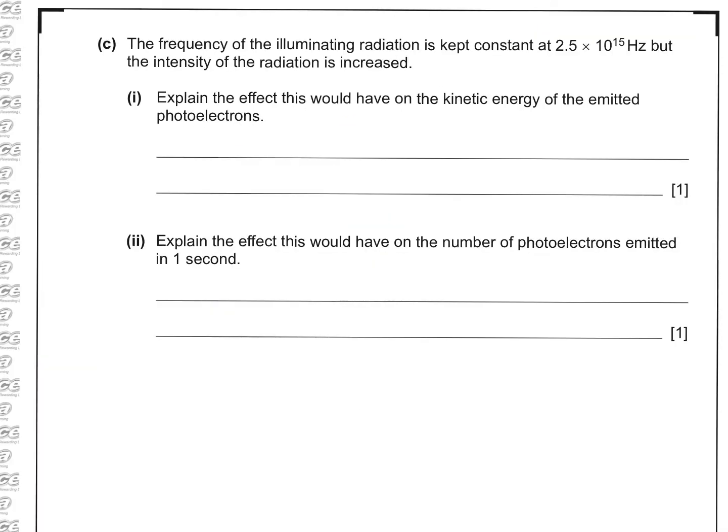The frequency of illuminating radiation is kept constant at 2.5 times 10 to the 15 Hz, but the intensity of the radiation is increased. So we're keeping the frequency constant. That means each photon has the same energy, but we're increasing the intensity, but that means there's more of the photons. So what effect would this have on the kinetic energy of the emitted photoelectrons? Well, nothing. The kinetic energy would stay the same. If you don't change the frequency, there's no spare energy left over other than what you already had.